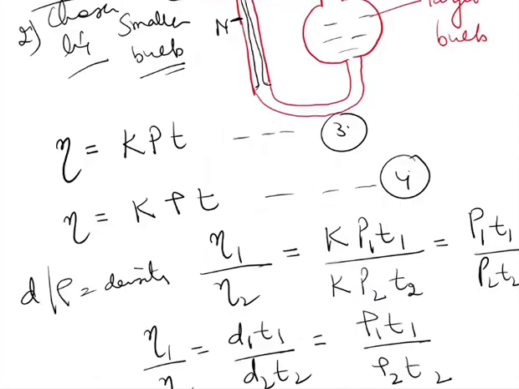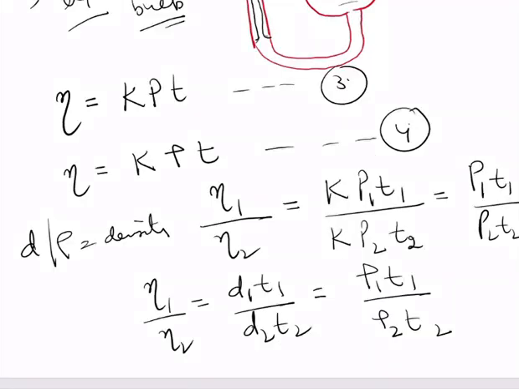Density you can measure using your weighing bottle. So you can measure the time of flow of the liquid, whether it is water or an unknown liquid, and then you can use this equation to find the relationship between eta 1 and eta 2. Class, clear till here?